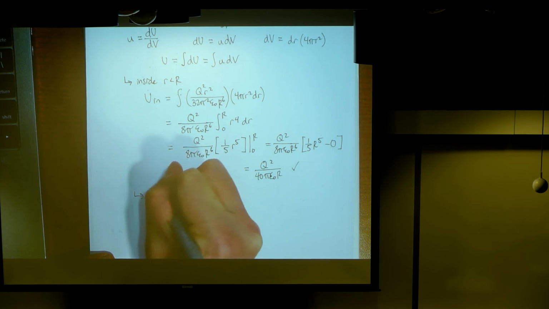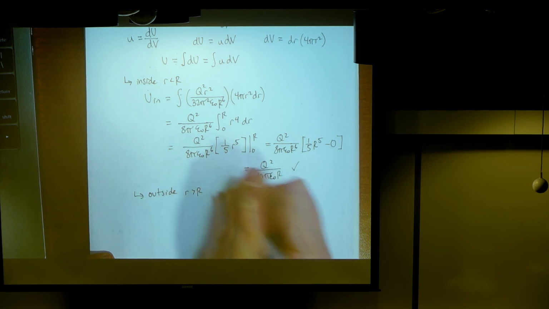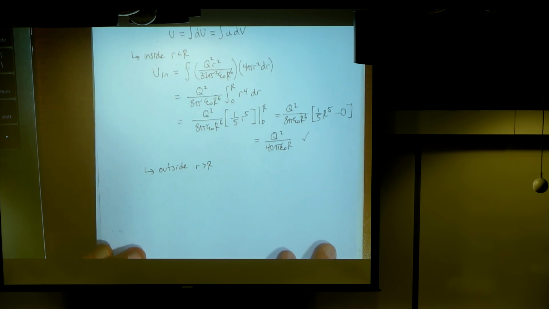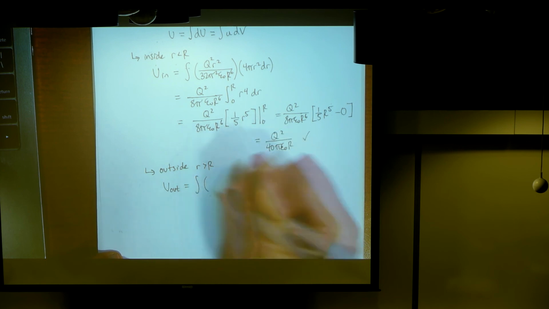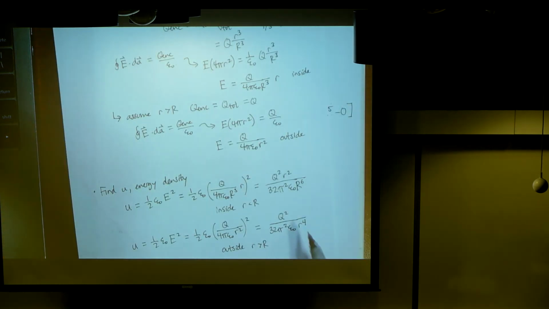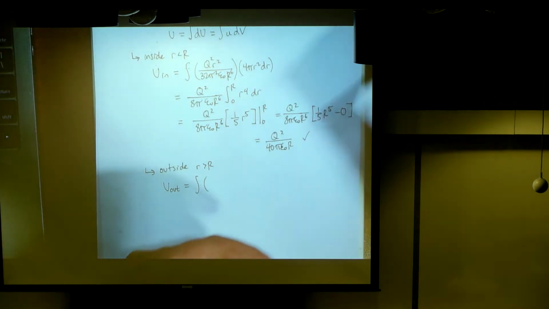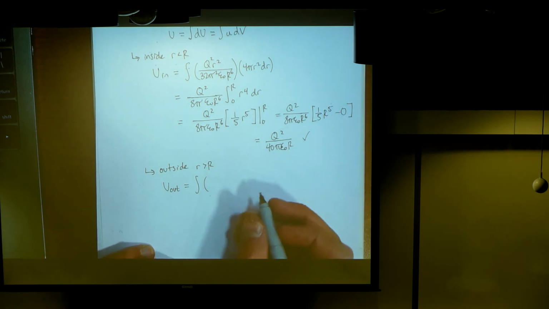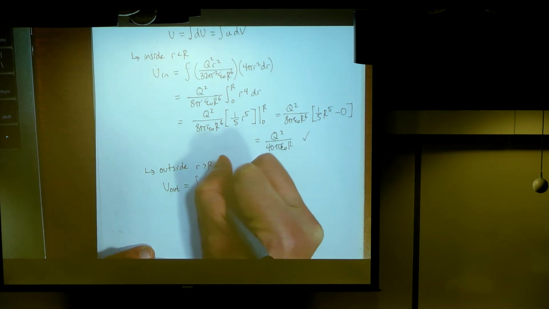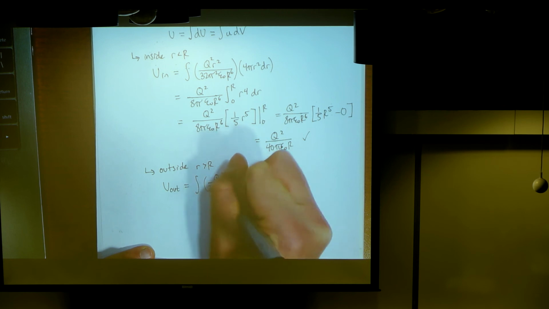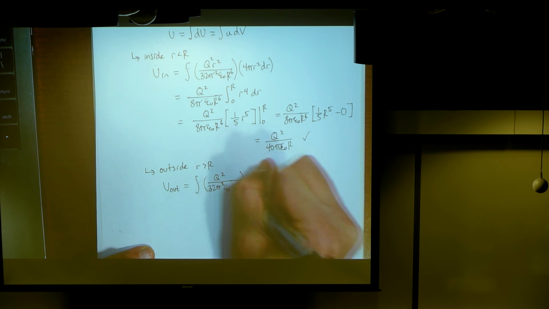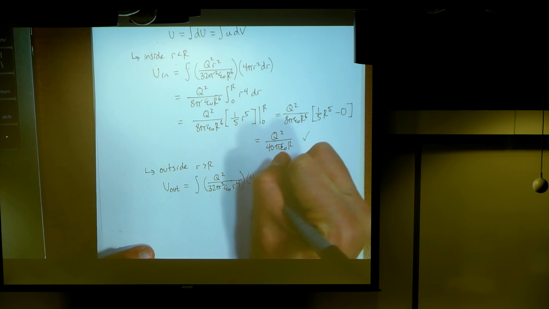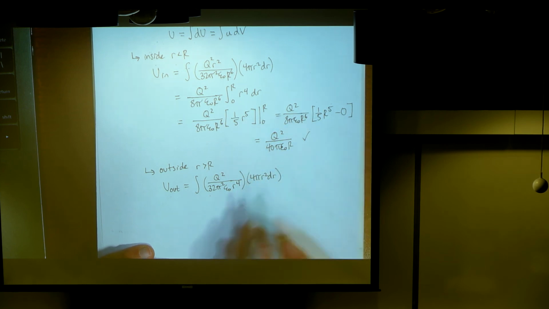So for the outside, where we're at a radius bigger than big R, my energy is given by the integral of my energy density, which is this thing right here we found earlier, and then the same volume element that we wrote down earlier. So here, let's write it all together. Energy density is Q squared over 32 pi squared epsilon naught little r to the 4th power. And then I have 4 pi r squared dr, like this.